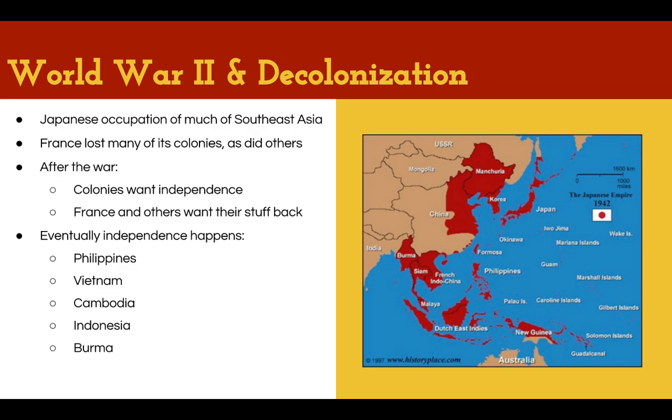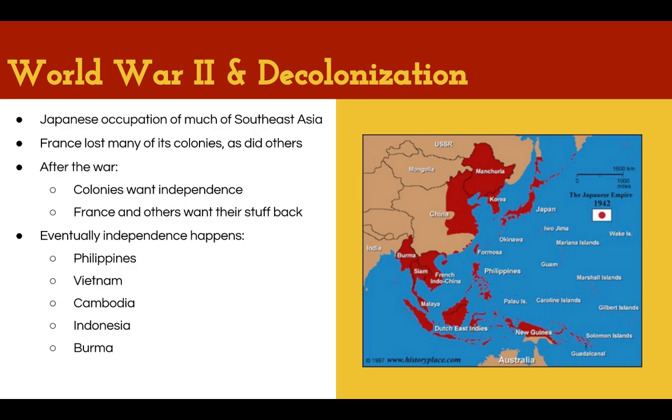Now, why did decolonization occur? Well, a lot of this was precipitated by World War II, and the idea that Japan had occupied much of Southeast Asia in expanding their empire. France lost a lot of their colonies, as did others. The Japanese occupied the Philippines and the Dutch East Indies. And so after the war, many people in these places thought that they would just naturally get their independence once the Japanese withdrew. But France and others basically just wanted their stuff back.